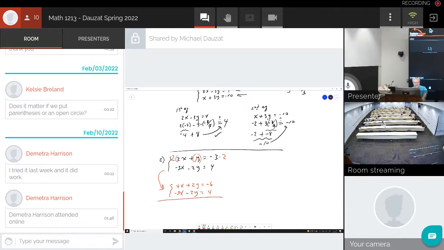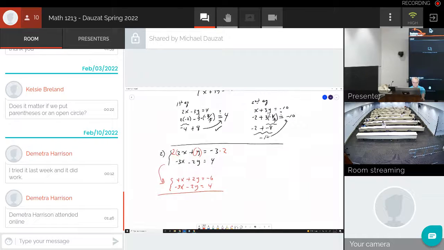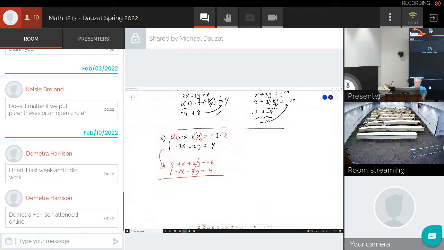All right, now can I add them? Yes. Now you can add them. And when I add them, what variable is eliminated? The y. So what's 4x minus 3x? And then what does x equal? And so there's your x coordinate, your solution. So my solution, your x coordinate will be negative 2.